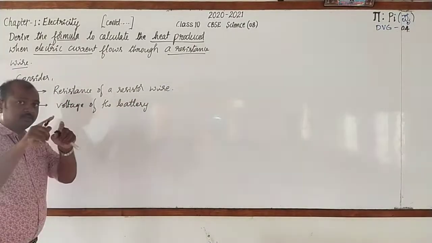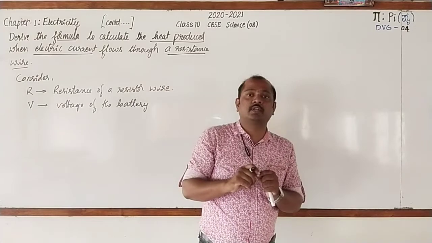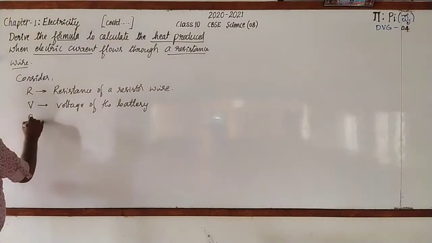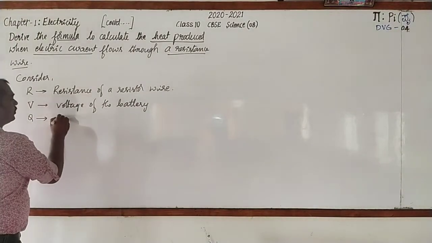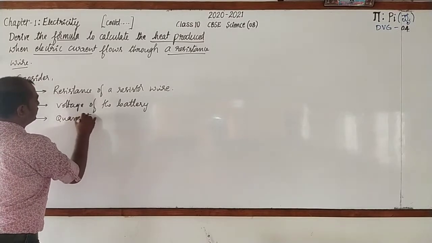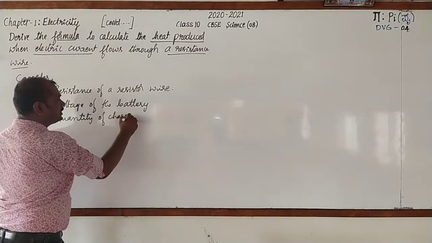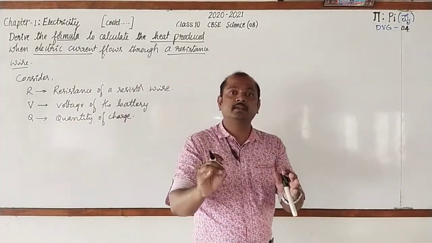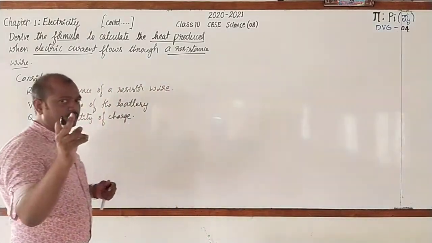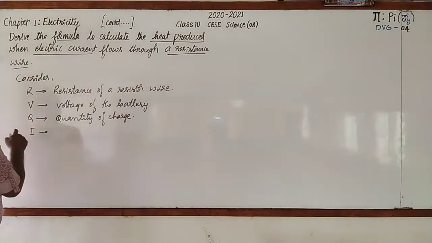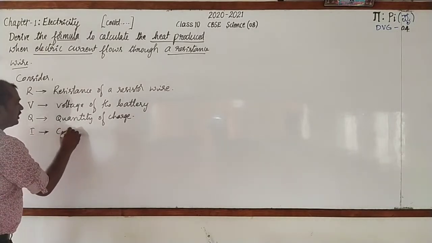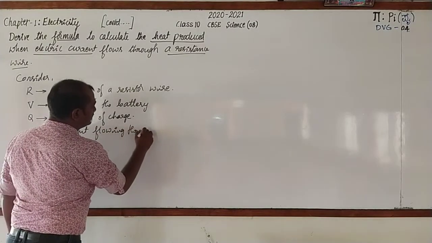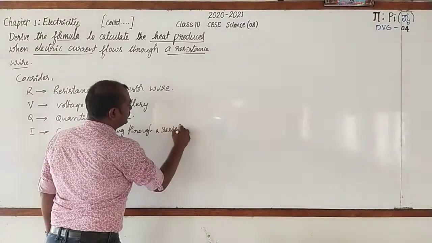Then when the free ends of the conductor are connected to terminals of a battery, the charged particles start moving, right? I take Q as quantity of charge. When the charged particles start to move in a particular direction, then we say that current is constituted in that circuit, right? So I go for taking I. What is I? It is current flowing through a resistor. Then obviously heat is generated.